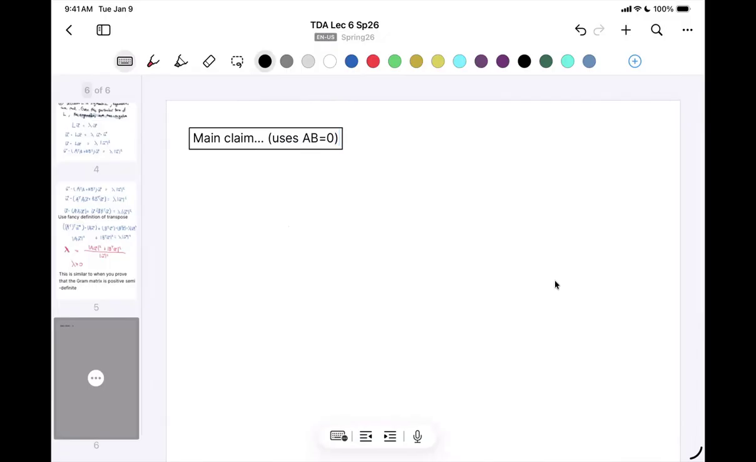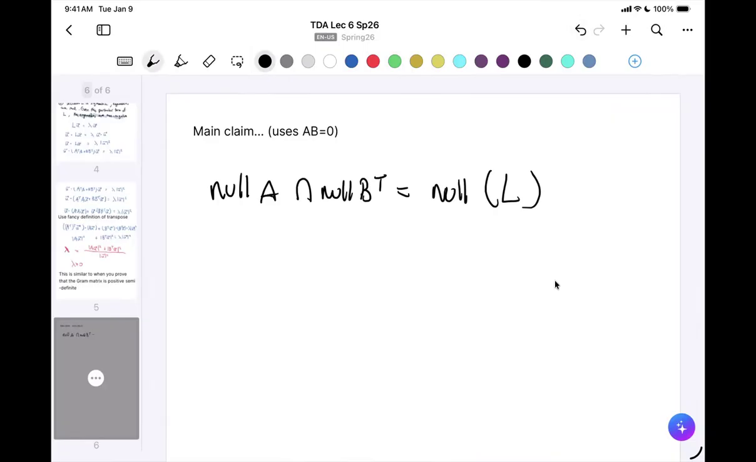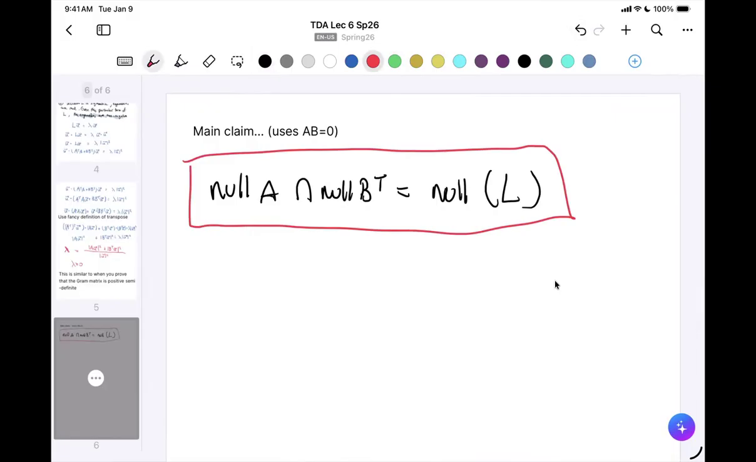the zero matrix. So my main claim is that the intersection, sorry, I think about this with kernel, null space. That the null space of A intersected with the null space of B transpose is just the null space of this Laplace matrix. So the null space of the Laplace matrix will be the most concrete way of thinking of these equivalence classes.